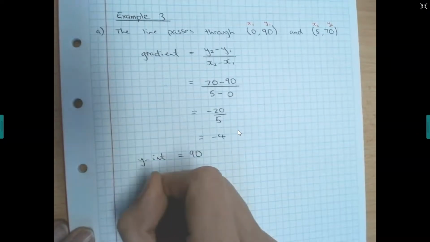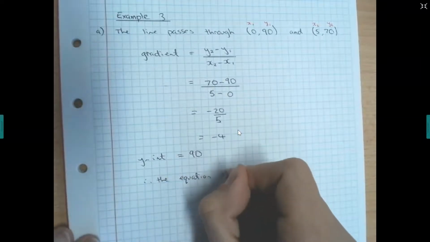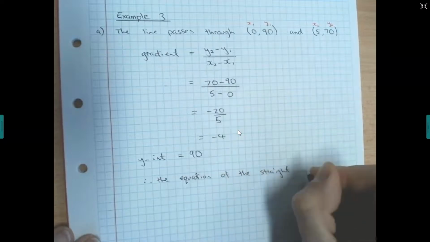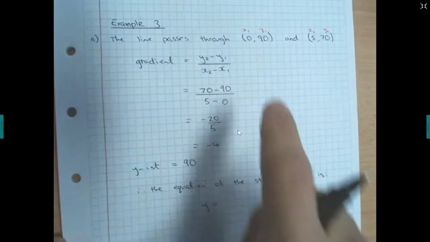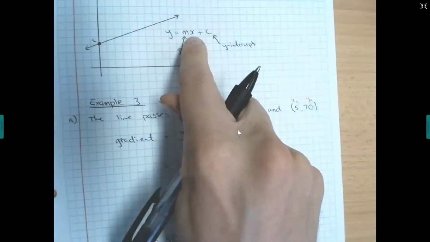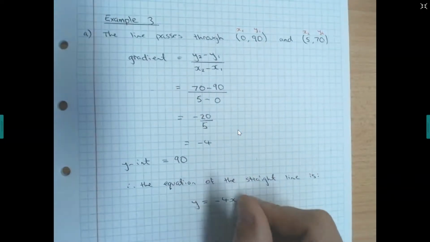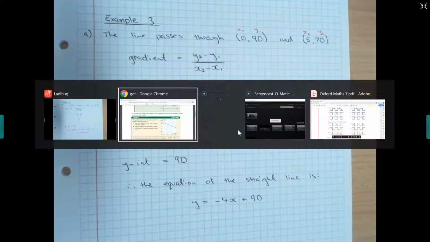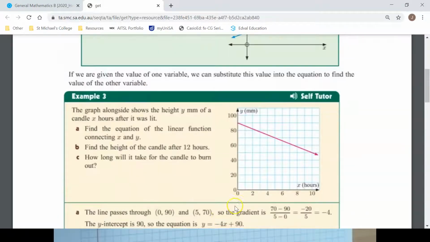So therefore, the equation of the straight line is y equals, and our gradient, which is m, was negative 4. Then you leave the x where it is, and then our y-intercept was 90, so it's going to be plus 90. So you can see y equals negative 4x plus 90.